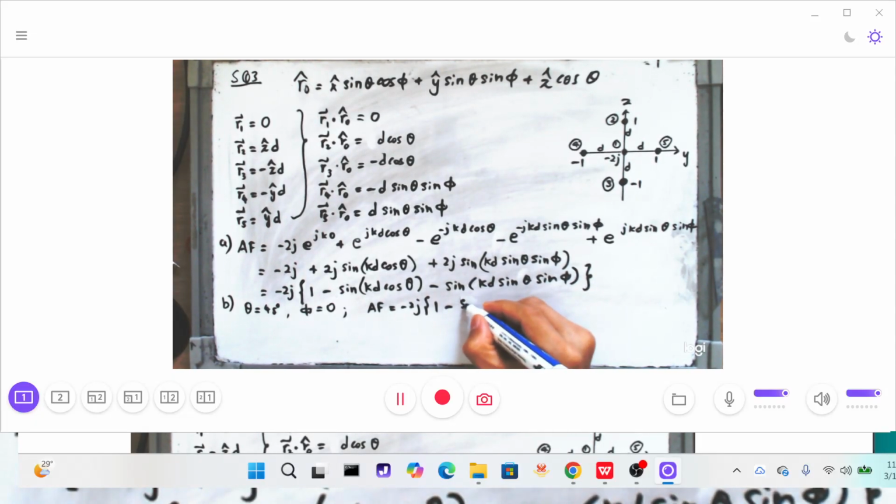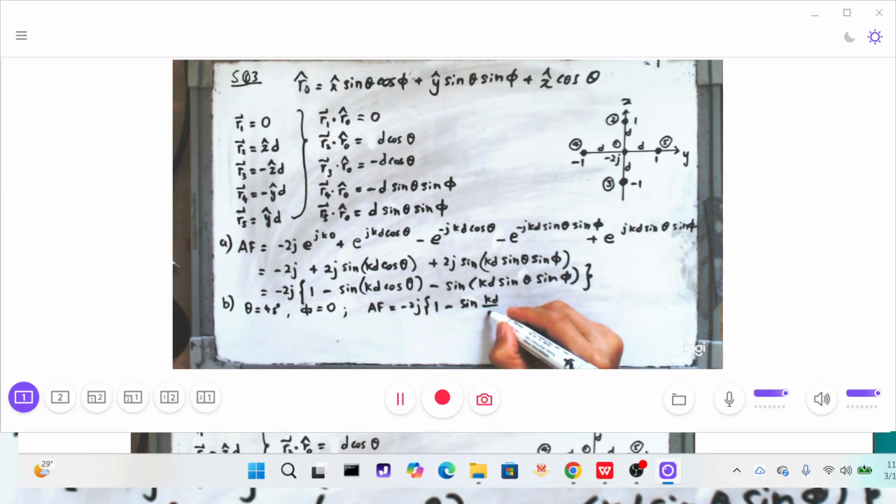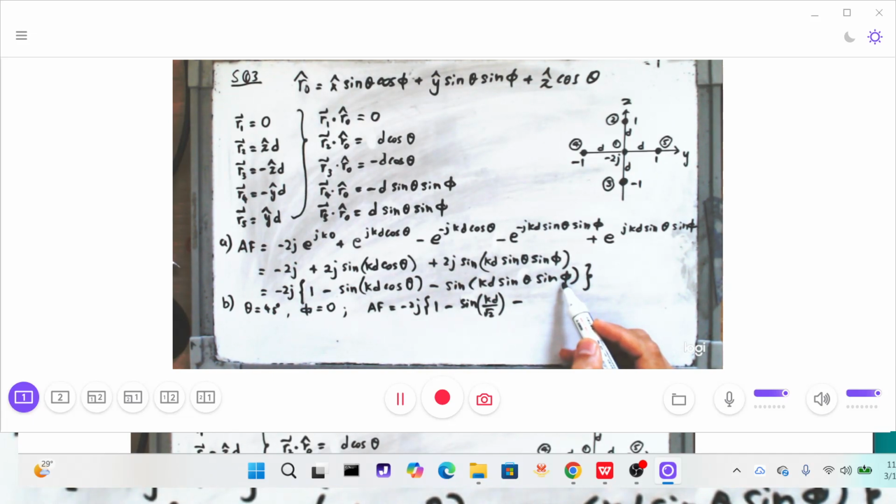sine kd over root 2, and here sine phi is 0, and the whole term becomes 0 because sine phi becomes 0. And if this whole bracket term becomes 0, then the term is all 0. So we can just write 0 here.